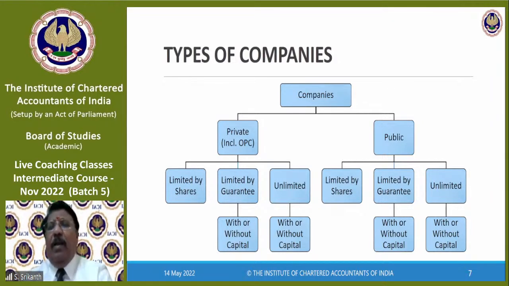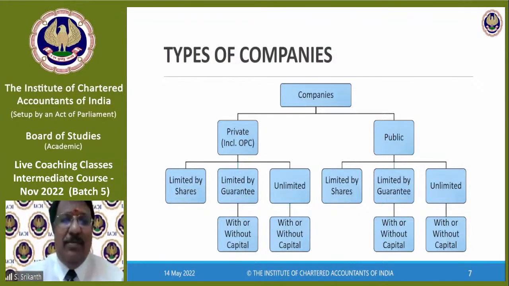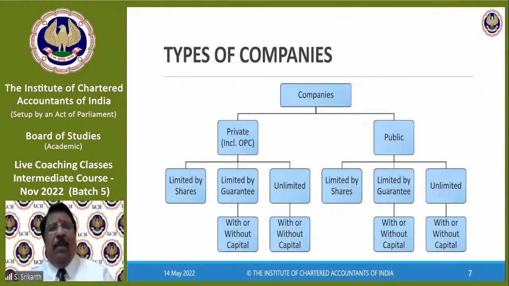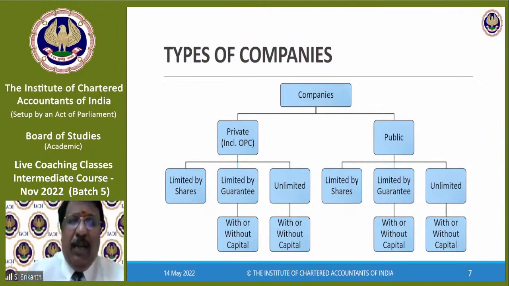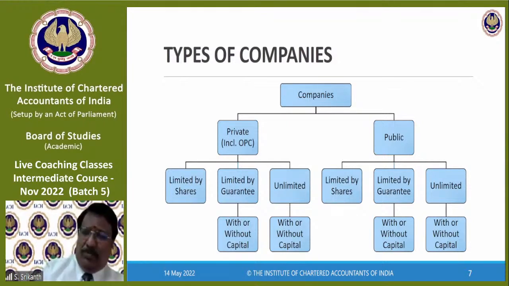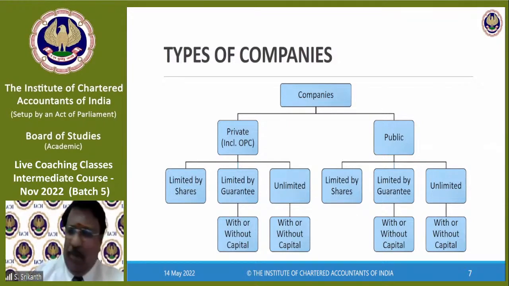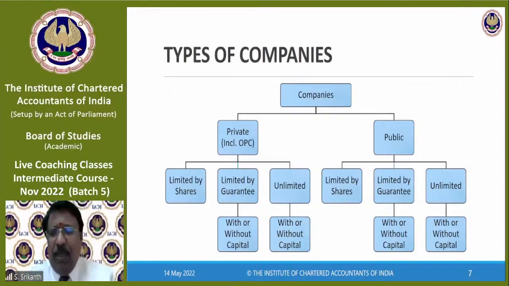Similarly, you have a public company, which does not have the 4 items in the articles. A private company will limit the number of its members, restrict the transfer of shares, prohibit the issue of any prospectus. So these things are done by a private company. They should not be done by a public company. These items will not be present in the articles of a public company.